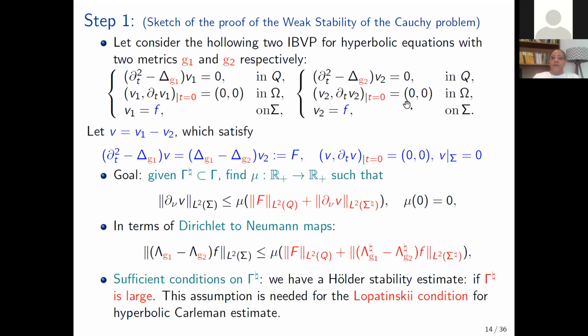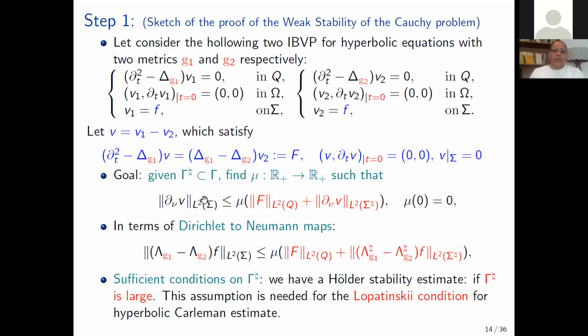F is given. v2 is a solution to the wave equation, but with the metric g2, initial data equal to zero, and with the same boundary condition f. Here, the same function f. Then if you consider v equal v1 minus v2, we can verify that v solves the wave equation with a source term. Capital F here is the difference between the two Laplace operators corresponding to the metrics g1 and g2 respectively, with initial data equal to zero and the boundary condition equal to zero.